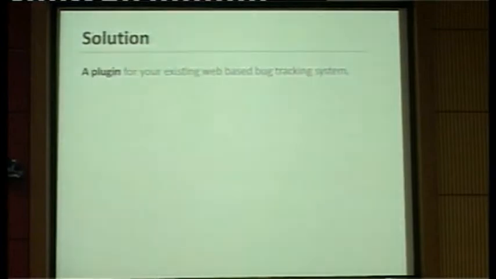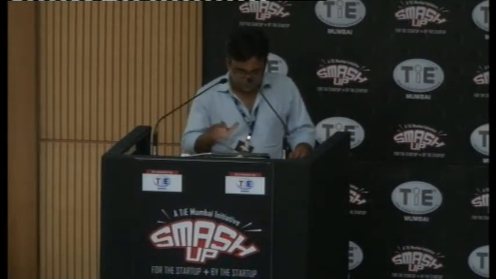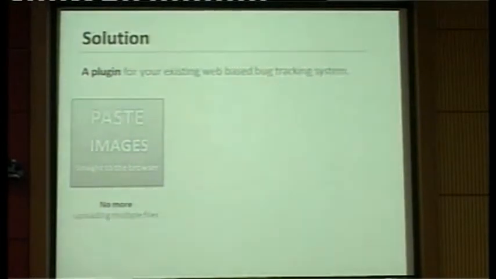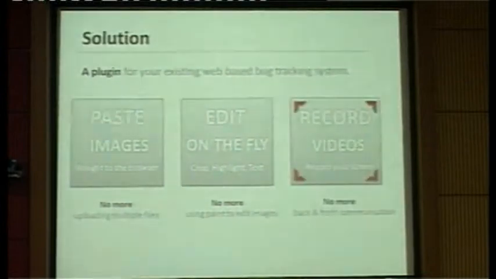Solution. We made Bug Clipper as a solution. It is a web-based plugin which embeds into your existing bug tracking tool by just adding 4 lines of code. In your existing bug reporting application, it allows you to paste images on the fly. You can edit, crop, highlight, or add text to the images. And it allows you to record videos for better communication.